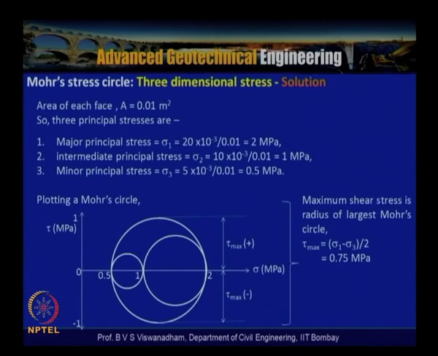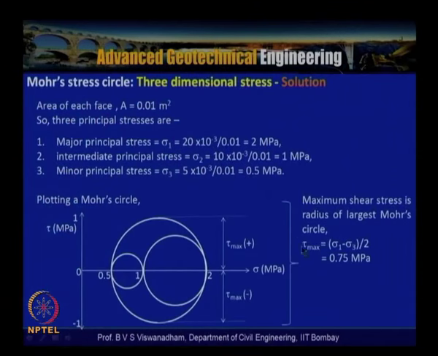For this, we calculated the stresses as force by area, and then we plotted these stresses on the tau sigma space, drawing three Mohr circles in order to deduce the maximum shear stress. Here tau max is indicated, and this circle yields the maximum shear stress. So for the type of force which has been subjected, the rock piece has been subjected to a shear stress of about 0.75 megapascals.